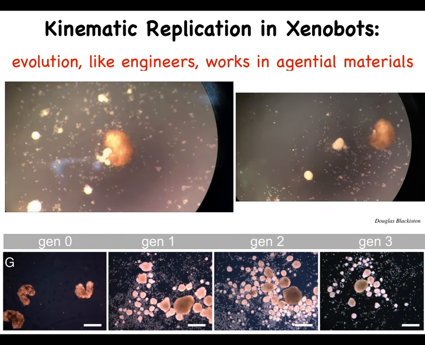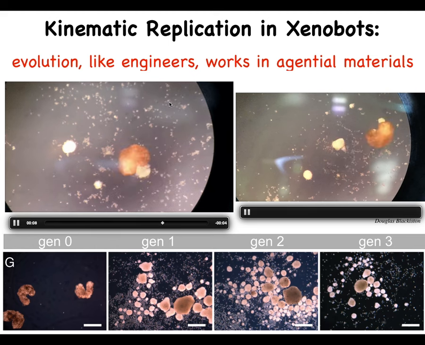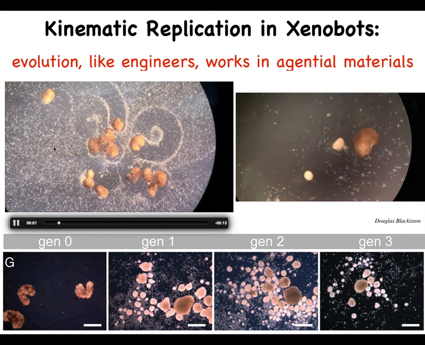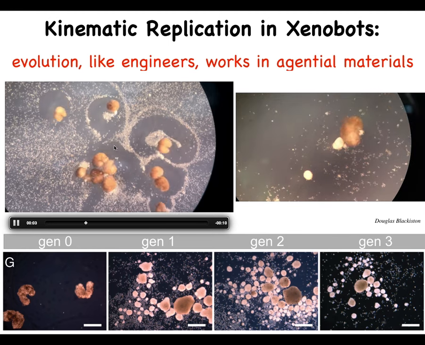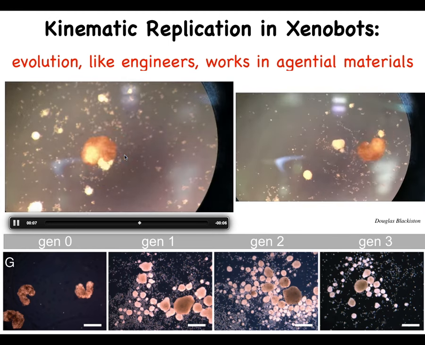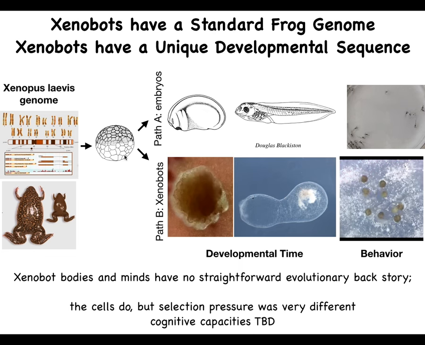So it's a kind of kinematic self-replication, and it works because evolution, just like us, is working in an agential material. These cells are not passive particles. They are cells themselves that will actually become xenobots. So the amazing thing about this is that there haven't been any xenobots before. There's never been any selection to be a good xenobot. Where do their properties come from? You know, what did the frog genome learn during its many years on Earth? Well, it certainly learned to do this.